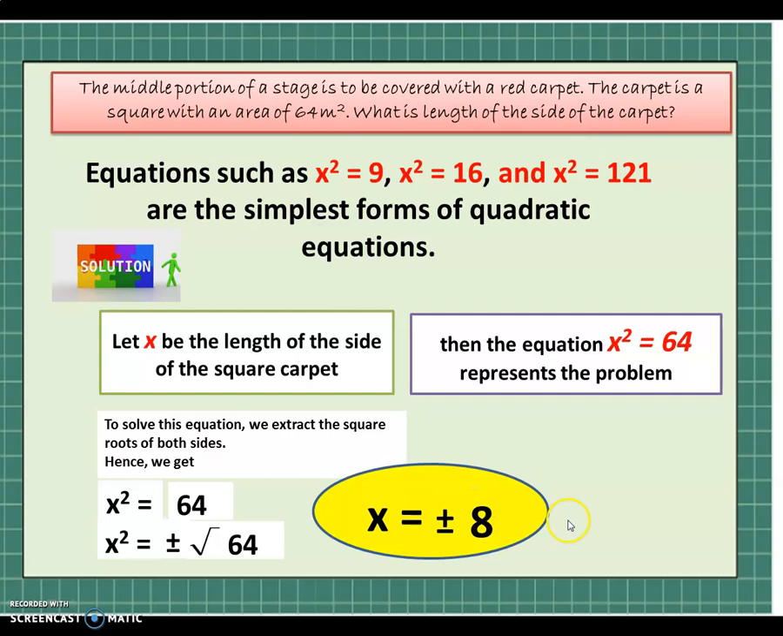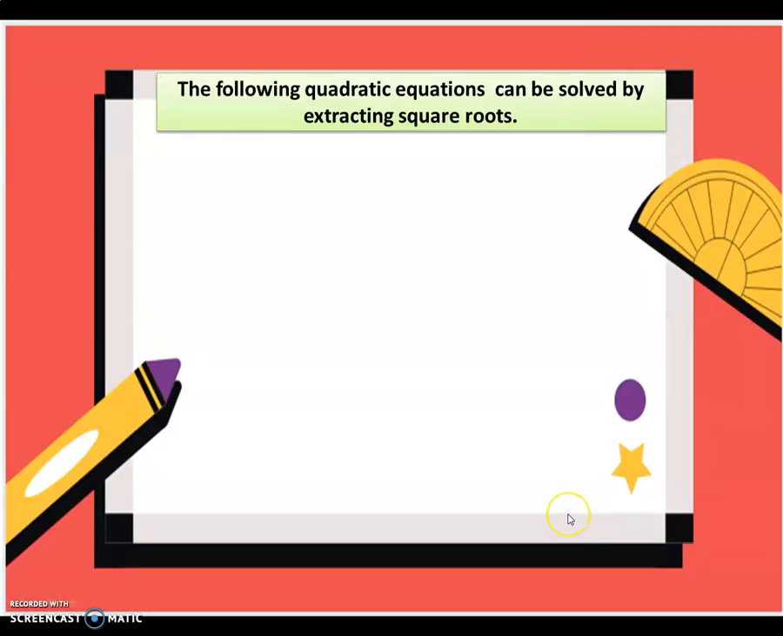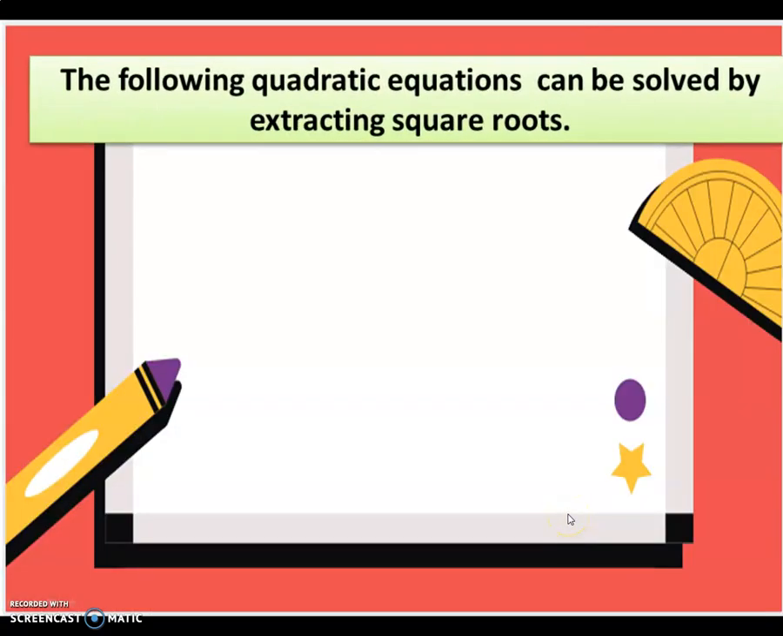So, ayan, another example ulit tayo. So, extract natin yung square roots. First example is x squared minus 121 is equal to 0. So, paano natin yun i-extract yung square root ng quadratic equation na to?